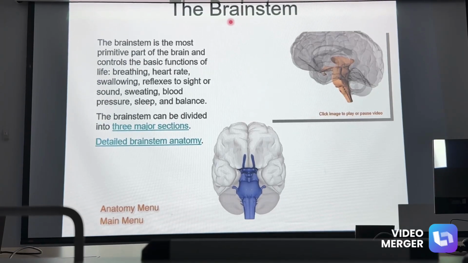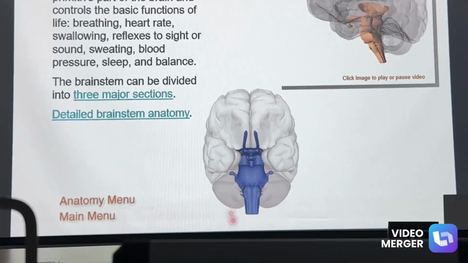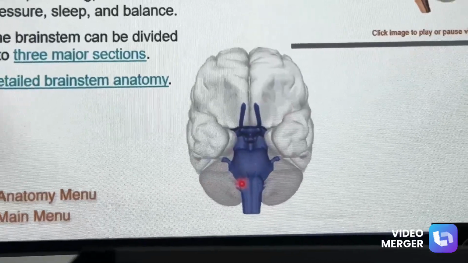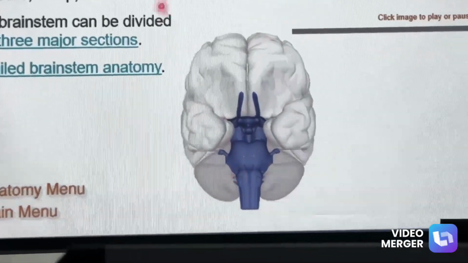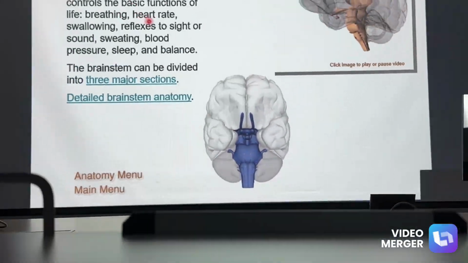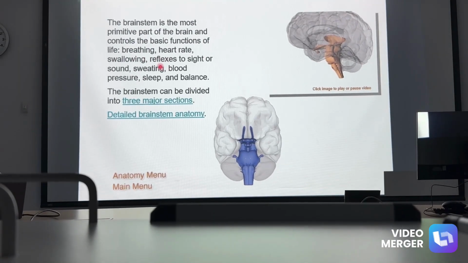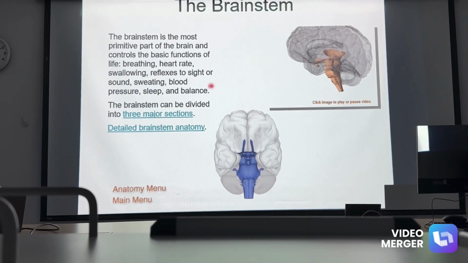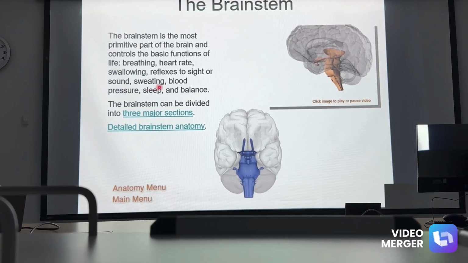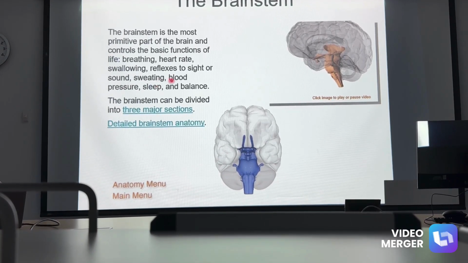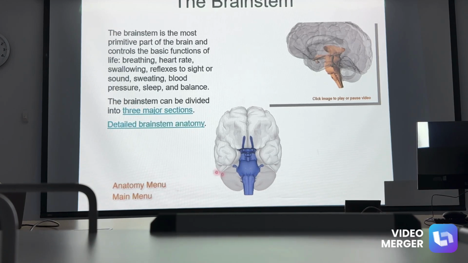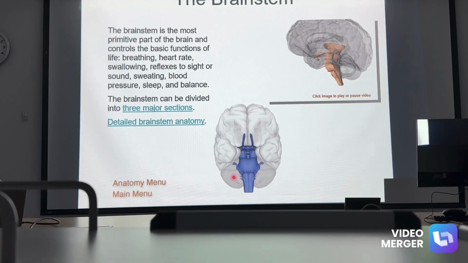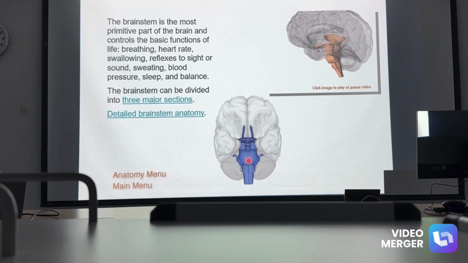The brainstem structure is this basal brainstem structure, and it controls the basic functions like breathing, heart rate, swallowing, reflexes, sight, sounds, and sweating, blood pressure, sleep, and balance. It is composed of the medulla oblongata, the pons, and the midbrain.